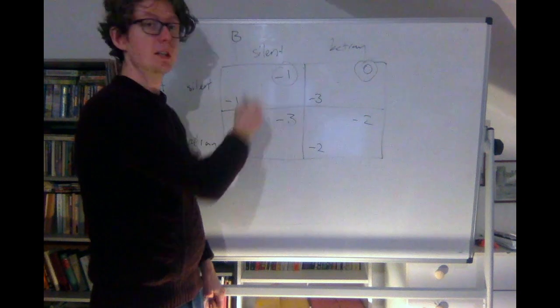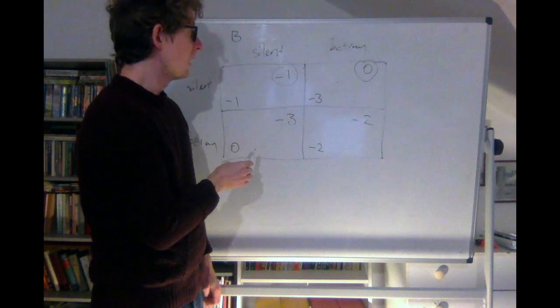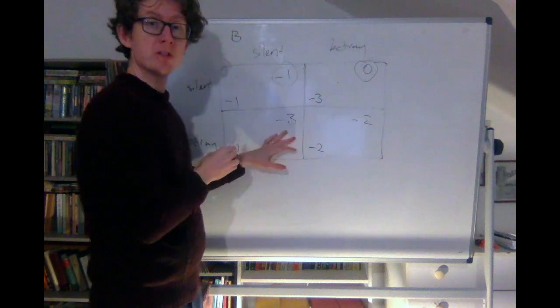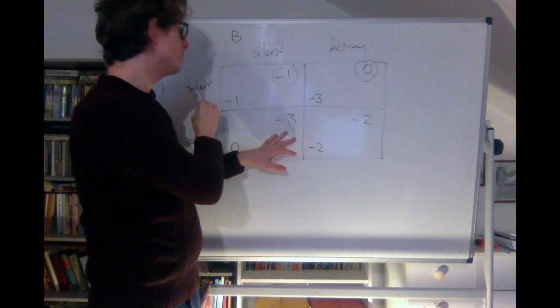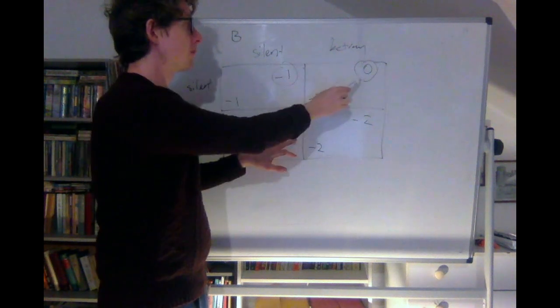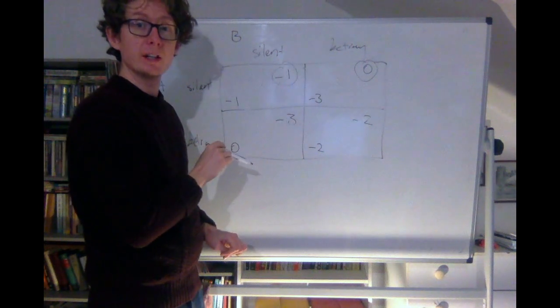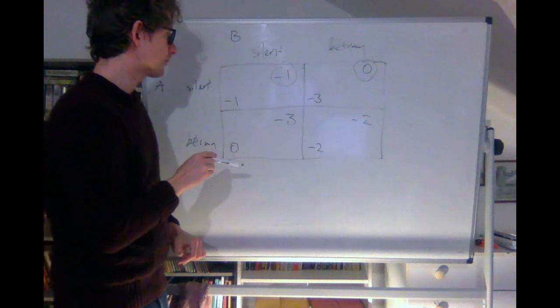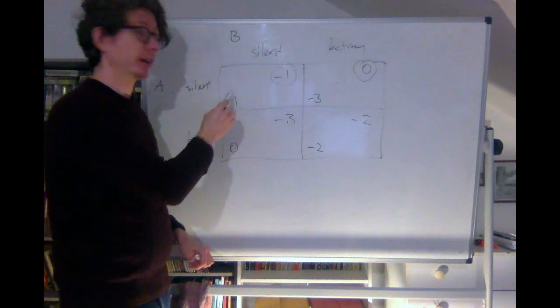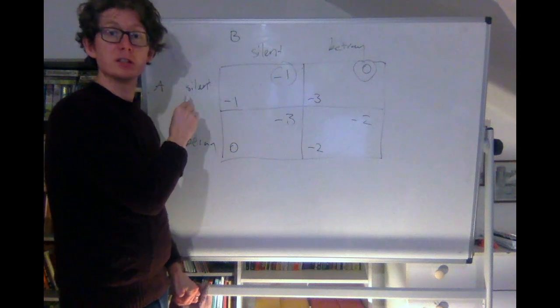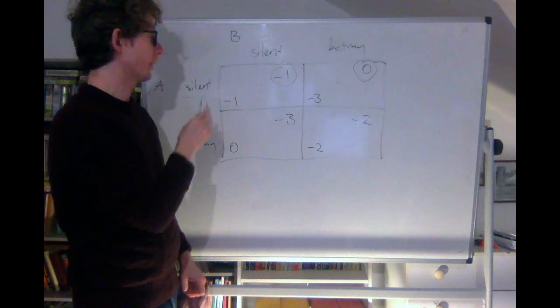This outcome is not in equilibrium. Because holding fixed what A does, B would prefer to do something else. If B knew that A was going to stay silent, he would prefer to betray rather than stay silent. So the outcome where they both stay silent is not in equilibrium. Notice the situation is symmetric. So it's actually over-determined that this isn't an equilibrium because it's exactly the same for A.